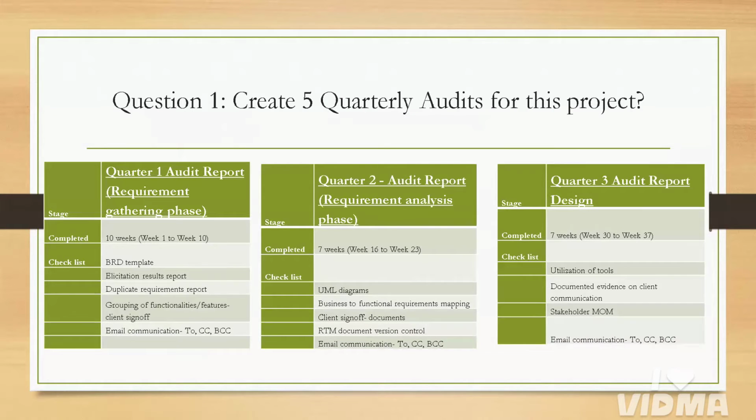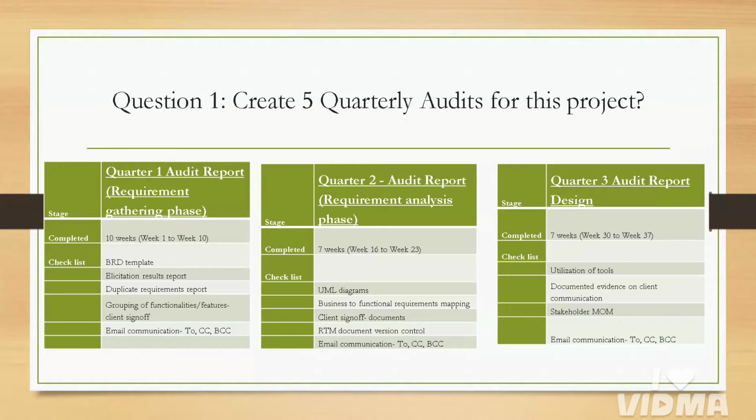So this is the first question we have: create 5 quarterly audits for this project. Audits, in the sense, are the inspection of work, whether the project is aligned with our goals or not. So we check the progress of the project, where it actually is, and what work has been done till now.